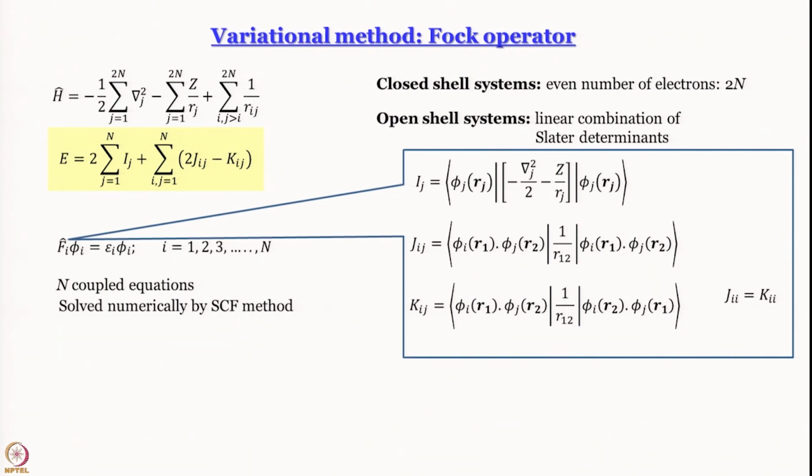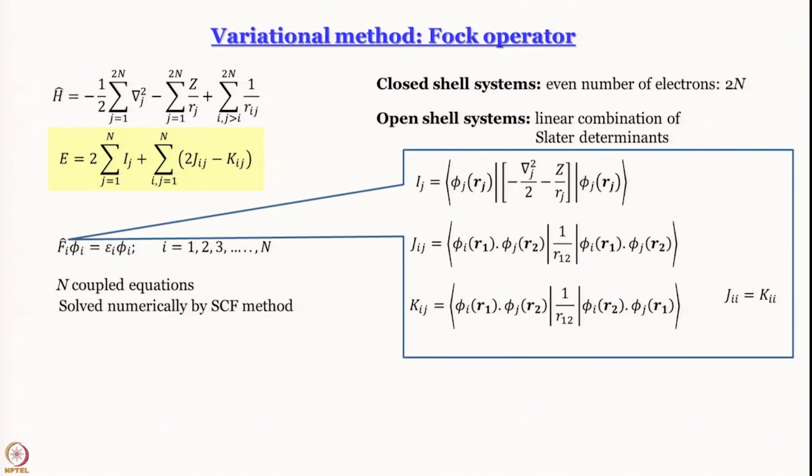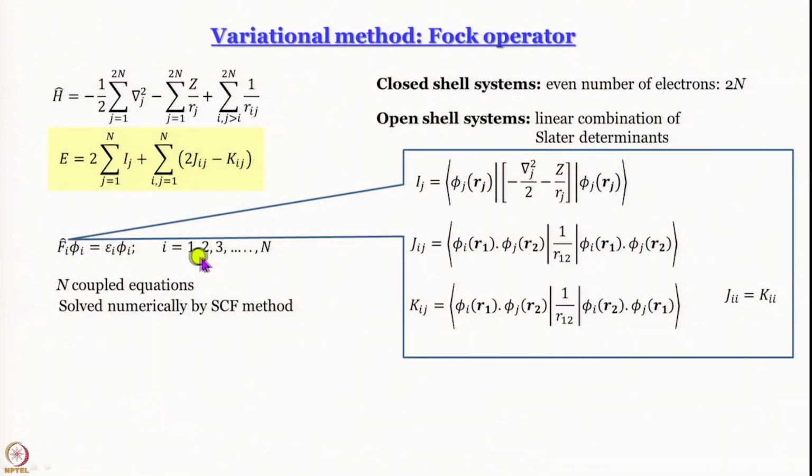So, what do you do with these n coupled equations? You solve them numerically by using your self-consistent field method. What is the initial guess value that you use? The initial guess value that you use is a linear combination of Slater determinants. So, essentially what you do here is that you write this expression, get the Fock operator. How do you get the Fock operator? The Fock operator will also contain these phi's, remember. So, it is not a simple differential equation, it is very similar to what we have done earlier. So, to generate the Fock operator, you need the guess values, and the guess values that you get are linear combinations of Slater determinants. I thought I had written them below here, looks like I did not write, sorry about that.